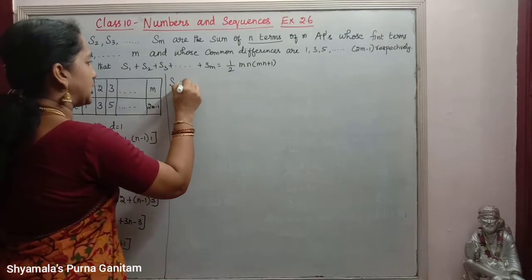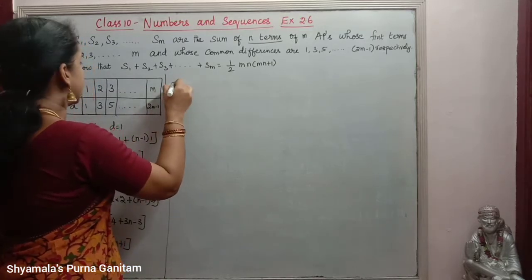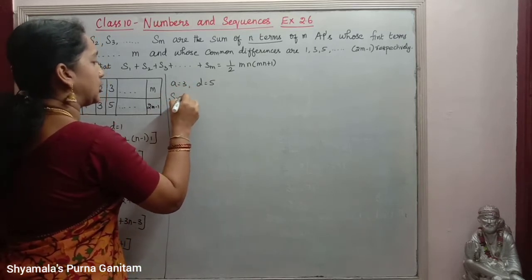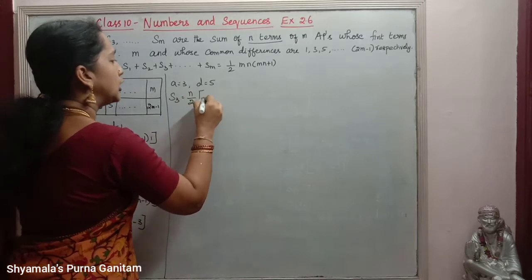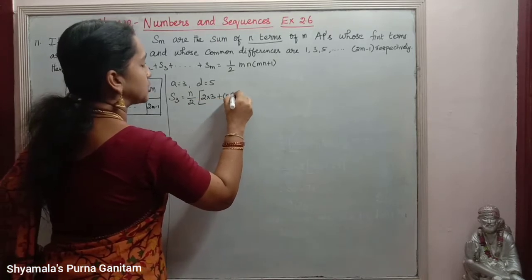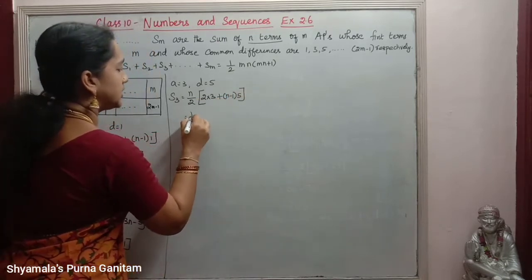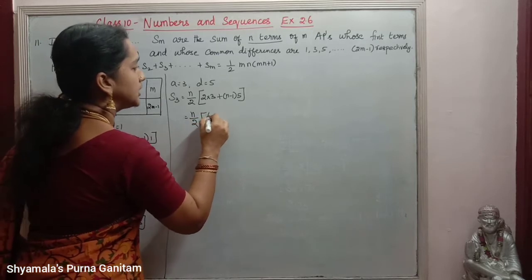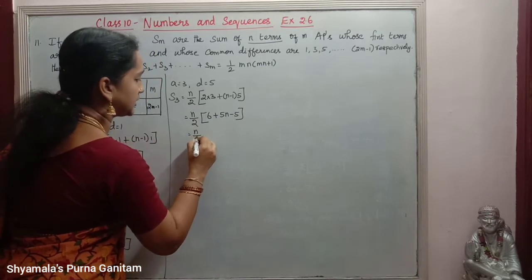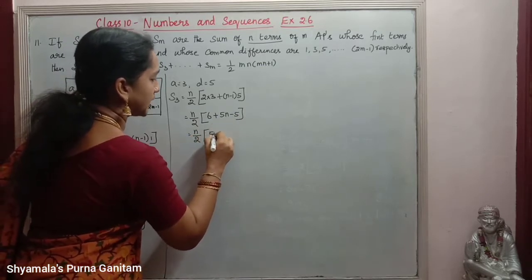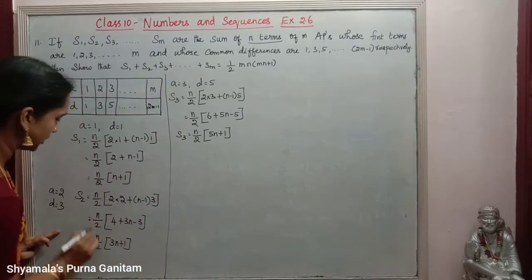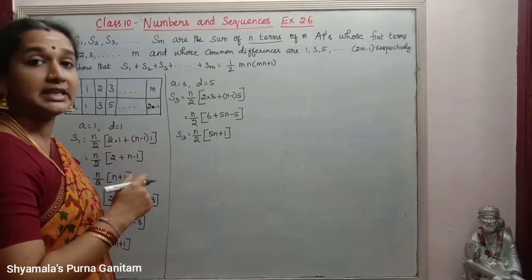Okay, now we find S3. So S3 is equal to, we know that A is 3 and D is 5. So S3 is equal to n by 2 into 2 into 3 plus n minus 1 into D, which is 5. So this is equal to n by 2 into 6 plus 5n minus 5. So when we simplify this, we get n by 2 into 5n plus 1. So this is S3. This is S2, this is S1. Then we will find Sm.